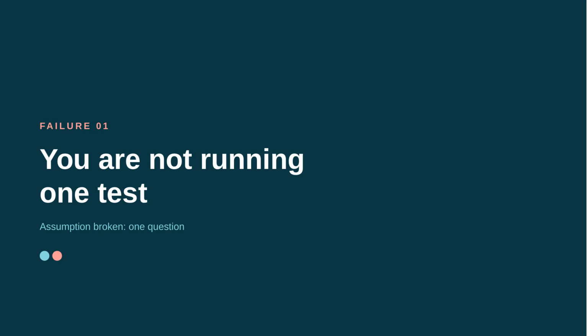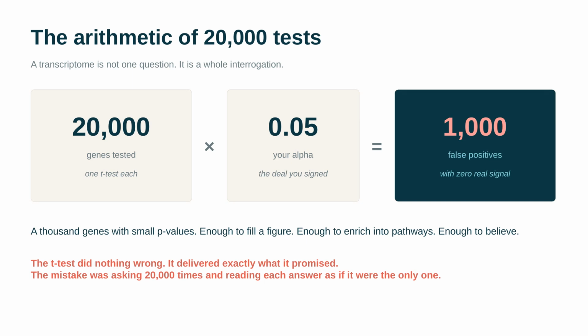Failure 1. You are not running one test. Here is the arithmetic, and it is brutal in its simplicity. A p-value of 0.05 means that when nothing is going on, you will call a result significant 5% of the time. That is the deal you signed. Now run that deal 20,000 times, once per gene. 5% of 20,000 is 1,000. So even if not one single gene is truly different, you expect 1,000 significant genes.